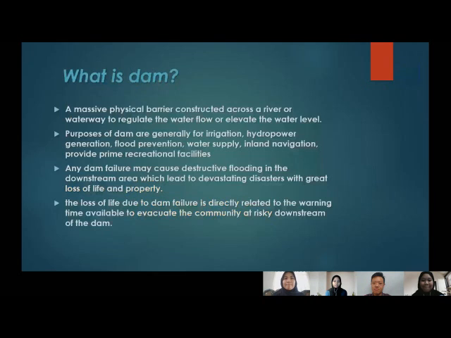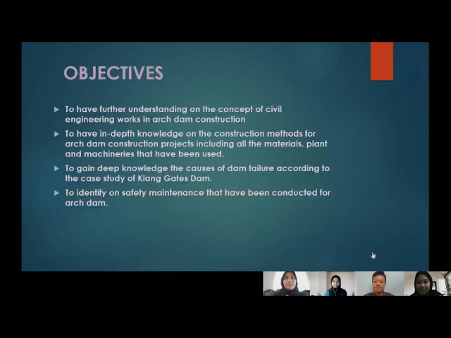Any dam failure may cause destructive flooding in the downstream area, which leads to a devastating disaster with great loss of life and property. The loss of life due to dam failure is directly related to the warning time available to evacuate the community at risk downstream of the dam. So we proceed to the objectives.